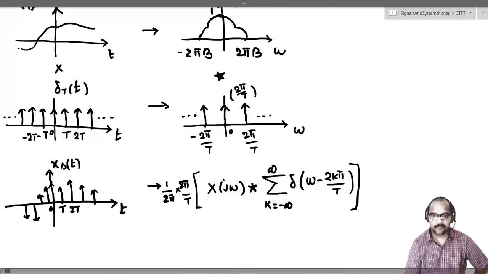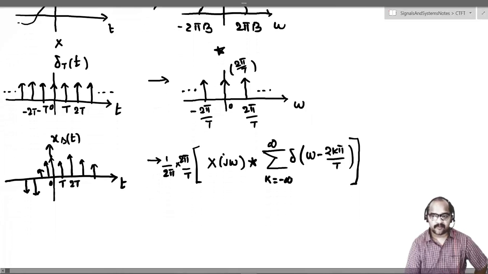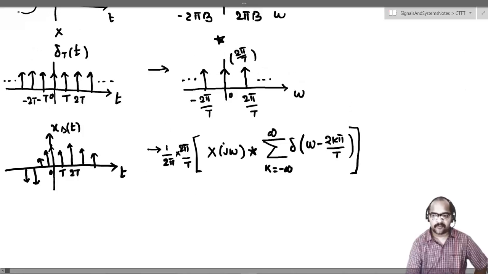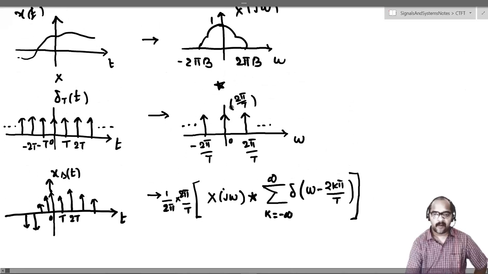Okay, so how does the plot look? Mathematically that is fine, but how does the plot look? It is the convolution of x of j omega with this periodic impulse train. So let us see one by one. I have x of j omega convolved with this Dirac delta. What do you get here? If you convolve any function with a Dirac delta, you get back the function. But where is that function centered? At the origin.